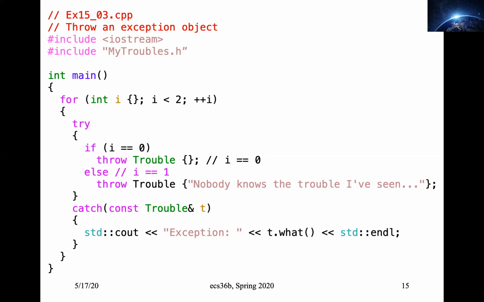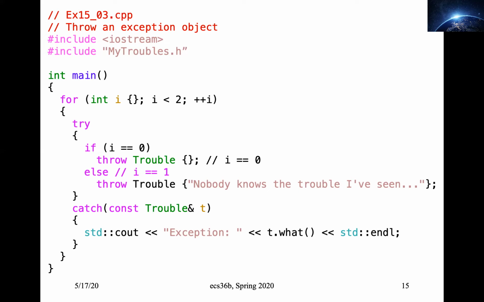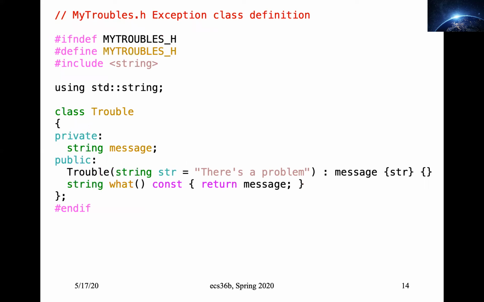Then I want to ask, for those two catch clauses, for the first one, what should be printed? When you say t.1 exception, for the first time, what will be printed based on this example? Let me go back and show you this is trouble.h. Anybody else? Yes. There is a problem. That's correct. Thank you.